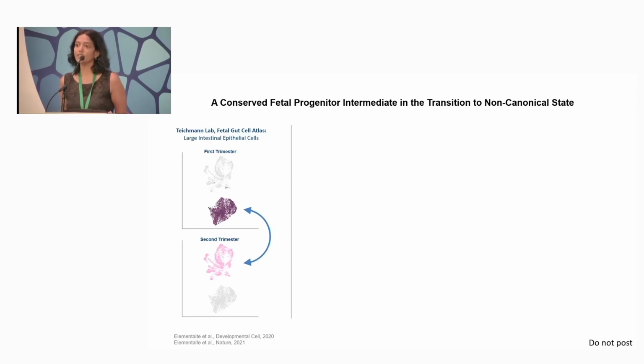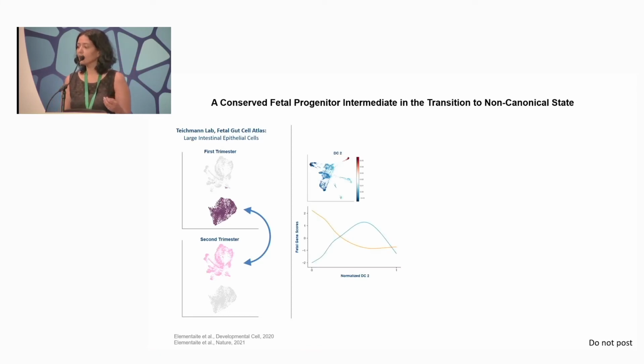And the second trimester, where now major organogenesis is largely complete, so the gut is much more mature, though not quite intestinal. And by mapping these fetal first trimester and second trimester programs onto our diffusion components that map the canonical, non-canonical trajectory, what we see is that the second trimester signature, which is here in red, goes down along this trajectory. So the cells are getting more de-differentiated. They're losing intestinal identity, and they continue to go down along the trajectory. Whereas the first trimester signature, the fetal endodermal progenitor signature, actually rises, it peaks, and then towards the end of this trajectory, it starts to go down again.